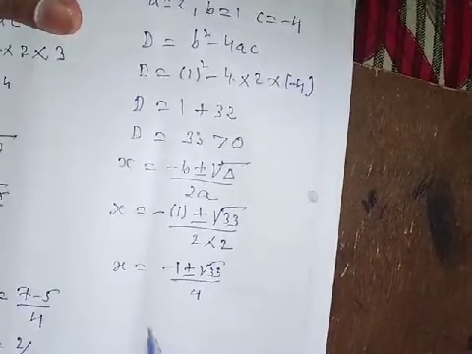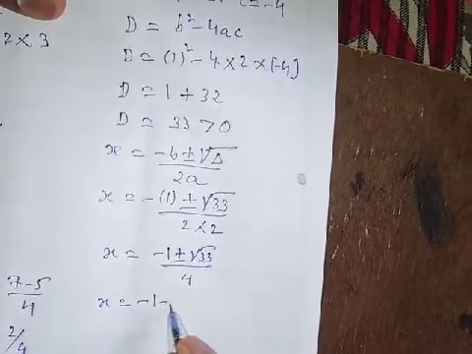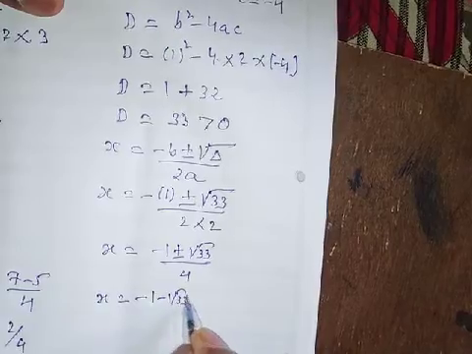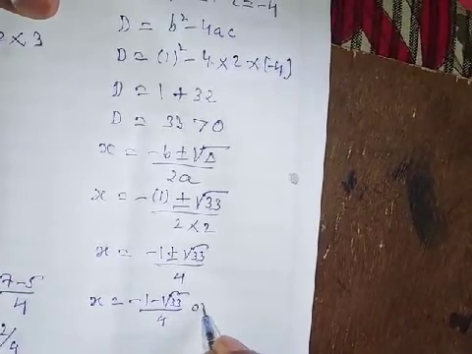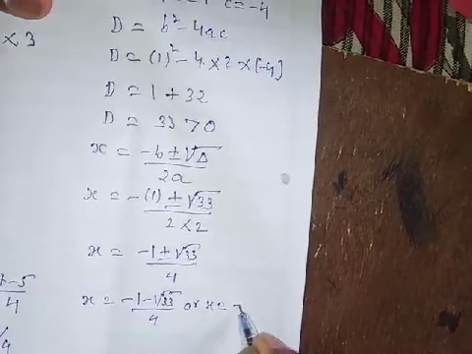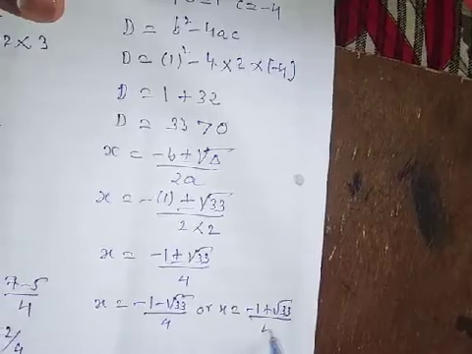So what will be the two values of x? x is equal to minus 1 minus root 33 by 4, or x is equal to minus 1 plus root 33 by 4.